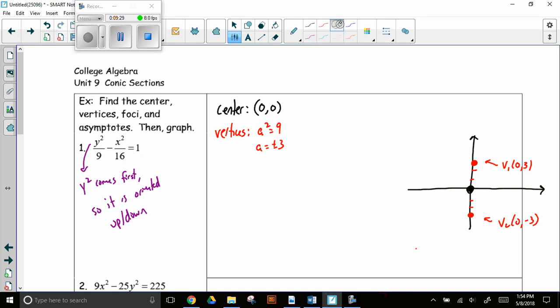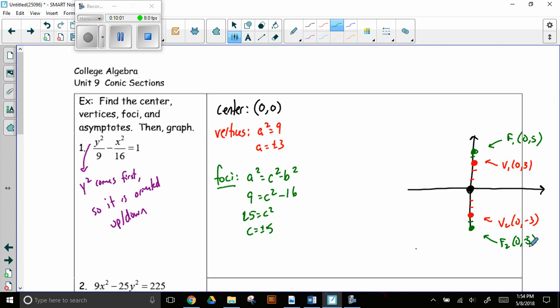Looking at my foci now. My foci are plus or minus c. We're given an equation that says a squared equals c squared minus b squared. Well, we know a squared is 9. We know b squared is 16. So that means c squared is 25, or c equals plus or minus 5, which means I'm going up 5. That's my first focus, 0, 5, and down 5. Okay, so we end up with those two.